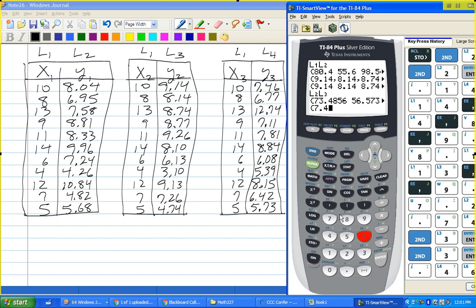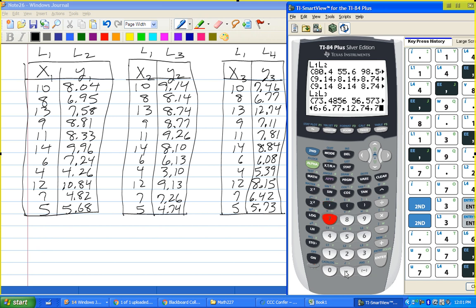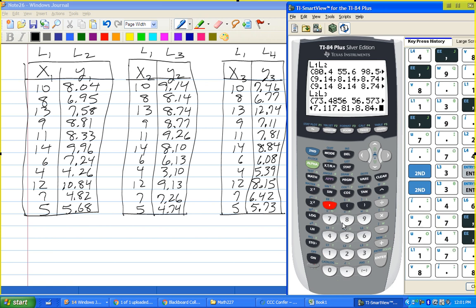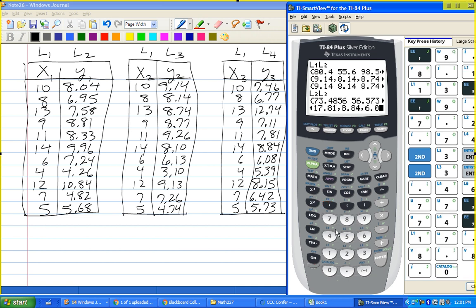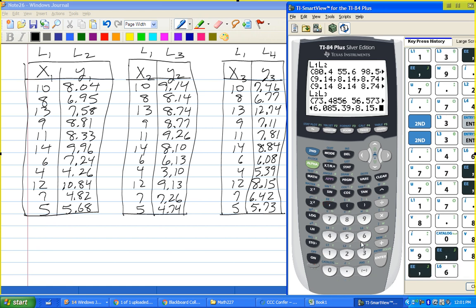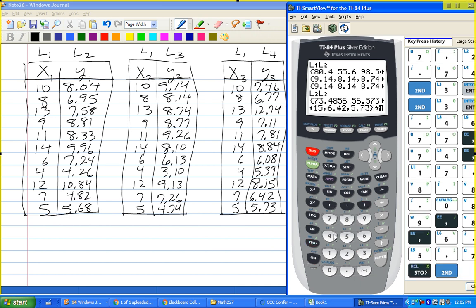7.46, 6.77, 12.74, 7.11, 7.81, 8.84, 6.08, 5.39, 8.15, 6.42, 5.78, 7.73. L4.